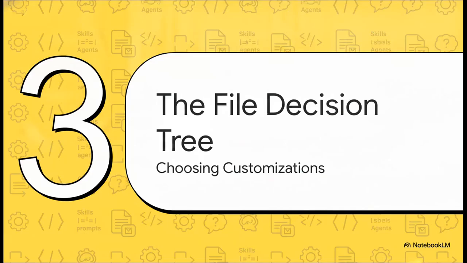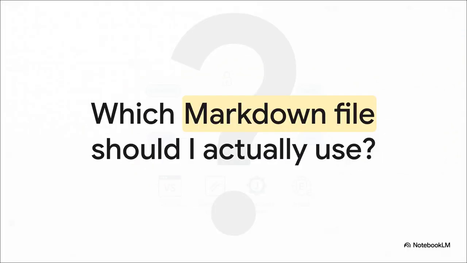Section 3. The file decision tree and choosing your customizations. Okay, so this is where the rubber meets the road. When you have a requirement and actually need to customize a behavior, which Markdown file should you use? Is it a prompt file, an agent file, global instructions? Making the wrong choice here leads directly to that bloated context we're desperately trying to avoid.